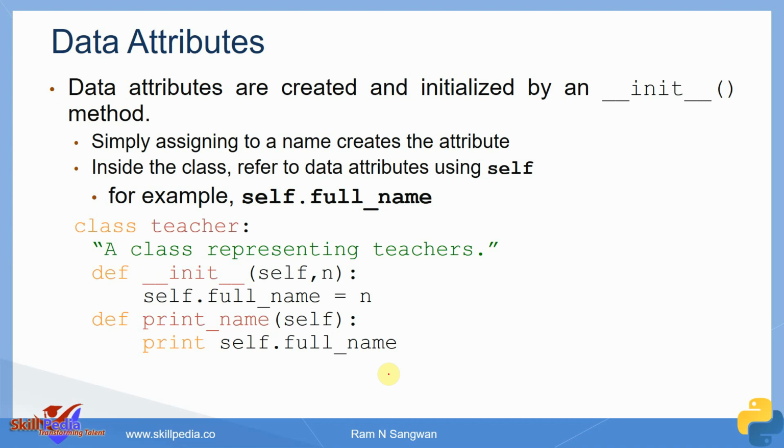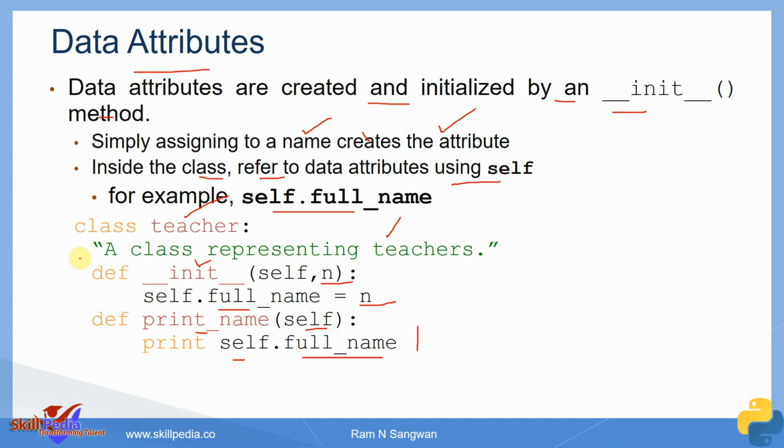Data attributes: look at the examples now, both cases one by one. Data attributes are created and initialized by the init method. Simply assigning to a name creates an attribute. Inside the class, refer to the data attribute using self, for example self.fullname. Take a class Teacher, representing a teacher: init(self, n), so fullname equals n. Then print the name, self.fullname, printing it. So they are data attributes.